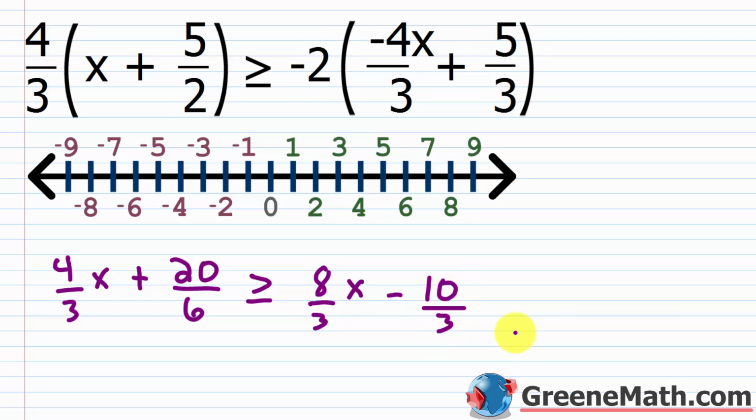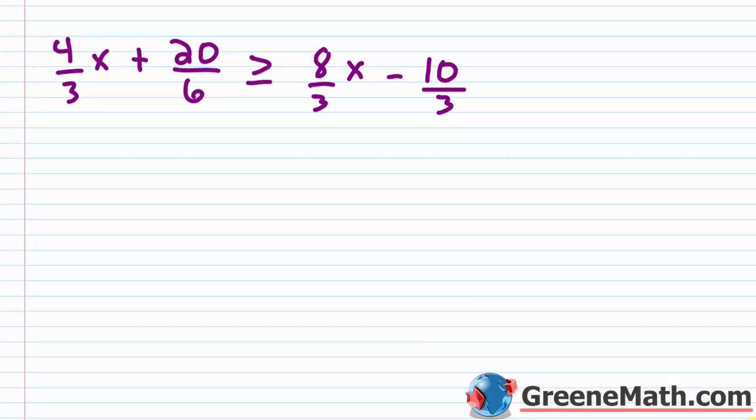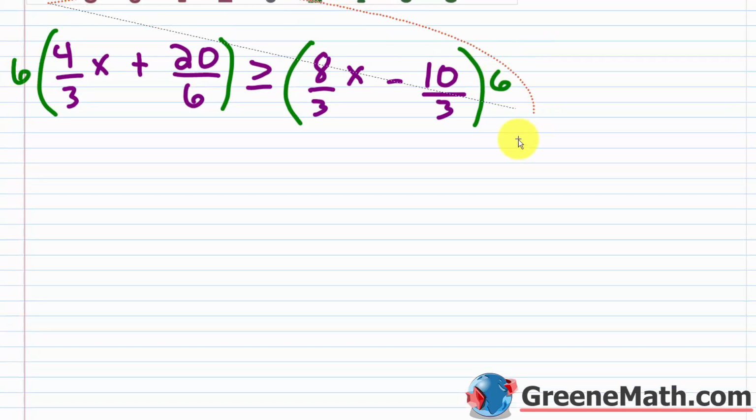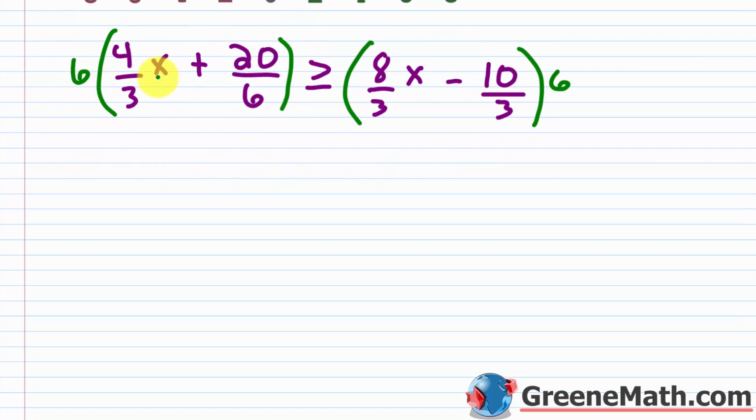Okay? So to clear the fractions, I'd multiply both sides of the inequality by the LCD. Okay? And what's that going to be? We have a 3, a 6, a 3, and a 3. So I'll put a 6 here and here. And let me kind of scooch this down. So 6 times 4/3 x. Think about 6 divided by 3 is 2. 2 times 4 is 8. So this would be 8x.